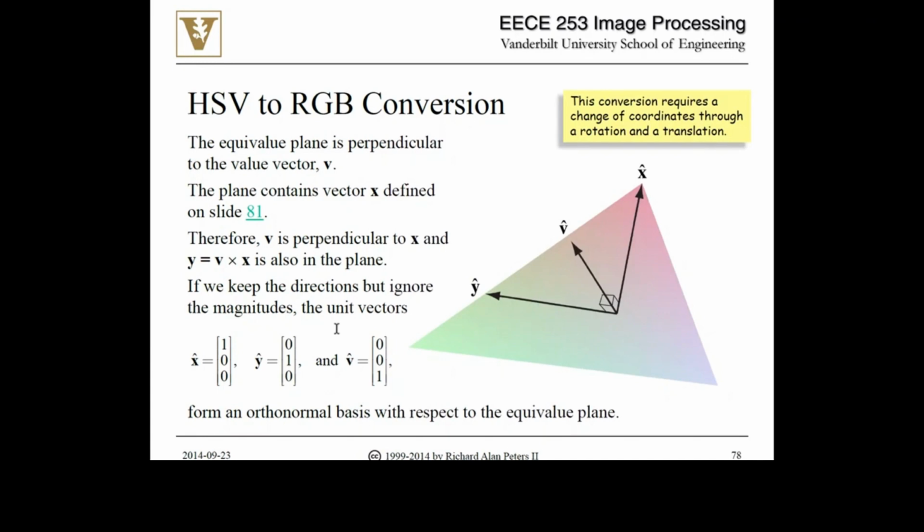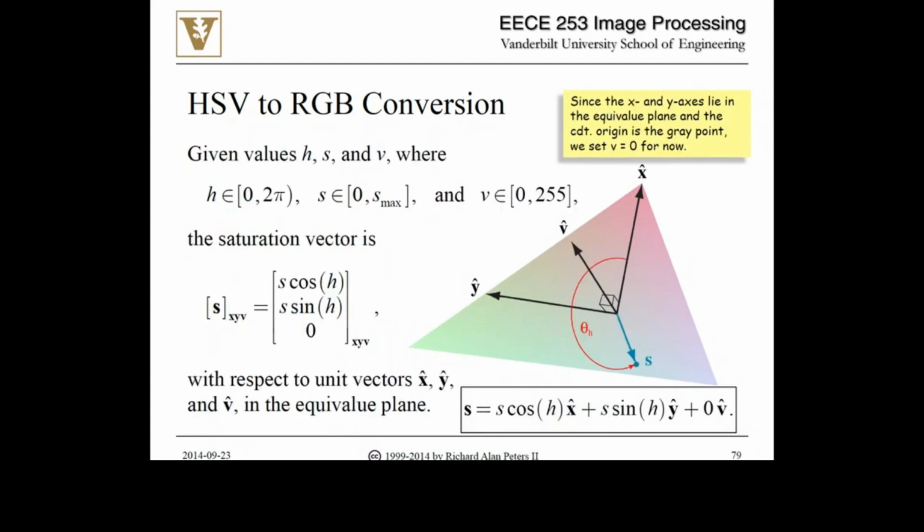So in the coordinate system of x, y, v, the coordinate of y is 0, 1, 0, and the coordinate of v is 0, 0, 1. Then we have the HSV code. H goes from 0 to 5, S goes from 0 to S max, and now we have a normalized saturation, and V goes from 0 to 255.